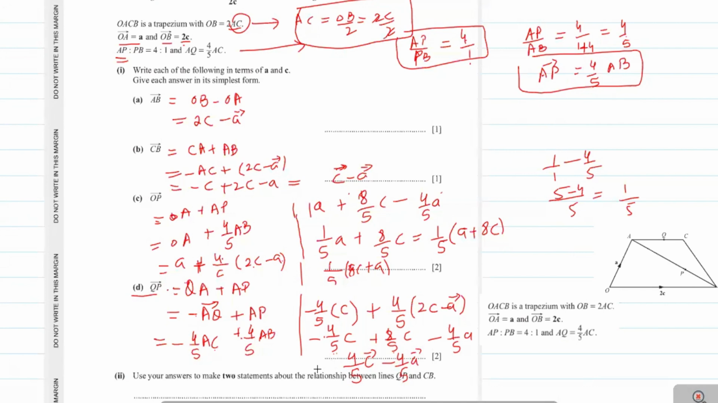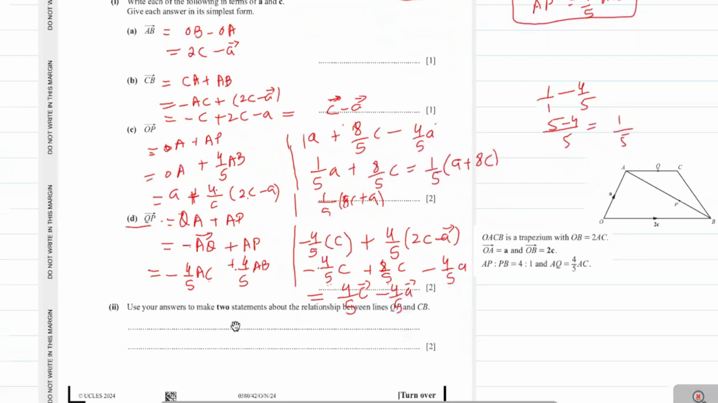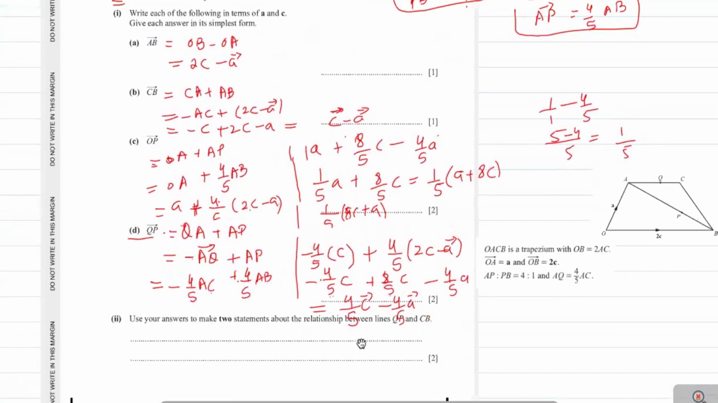And this is the answer of QP. And now we move to the next part, the second part of this statement. Use your answer to make two statements about the relationship between QP and CB. Look here, QP is equal to 4 over 5C minus 4 over 5A.